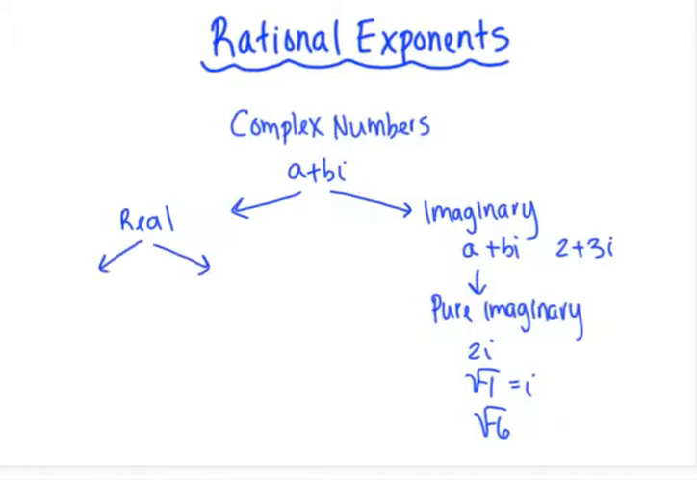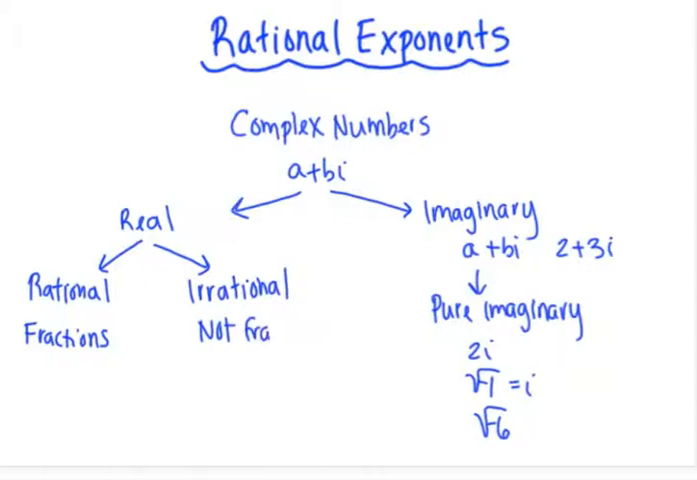Real numbers, on the other side, are not square roots of negatives, and those can be classified in two ways, rational and irrational. So remember that rational numbers are ones that can be made into fractions, and irrational numbers are not fractions.